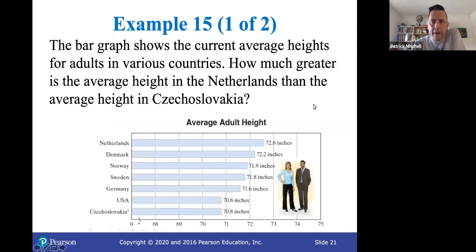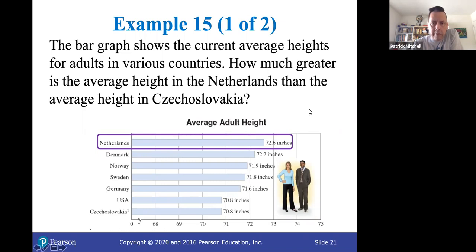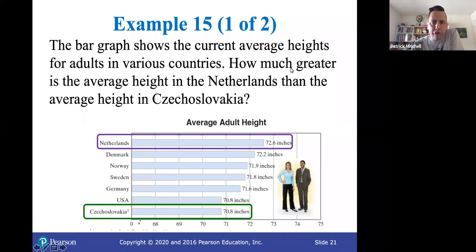All right, here's one more application problem. The bar graph shows the current average height for adults in various countries. How much greater is the average height in the Netherlands than the average height in Czechoslovakia? So I look at the bar graph and I see that the average height in the Netherlands is 72 6/10 inches. The average height in Czechoslovakia is 70 8/10 inches. And when they say how much greater, that's asking me to find the difference. So this is a subtraction problem.